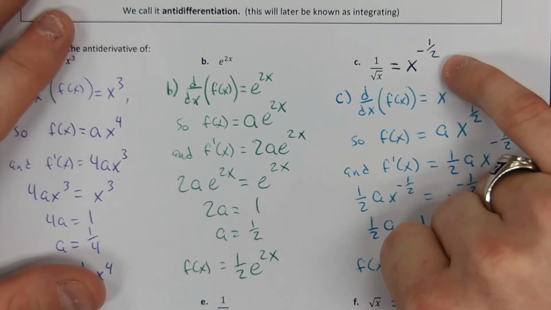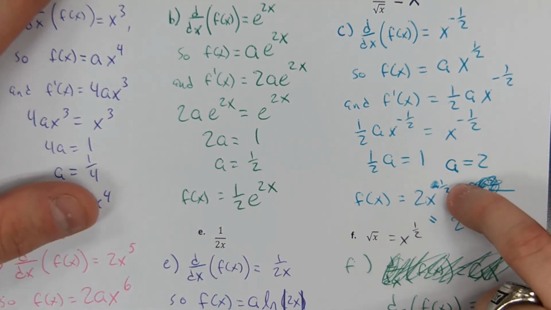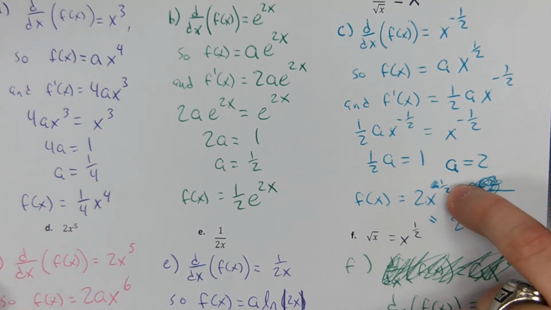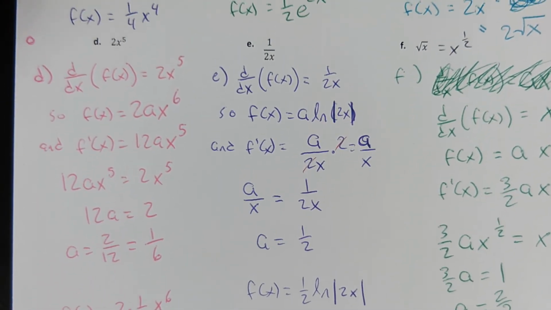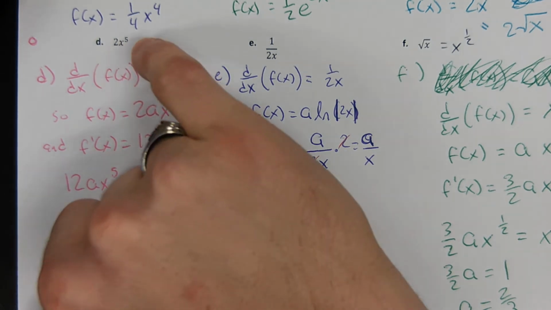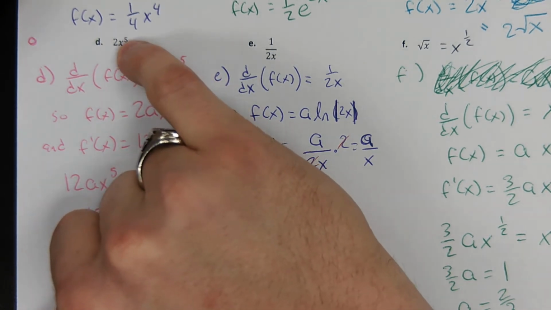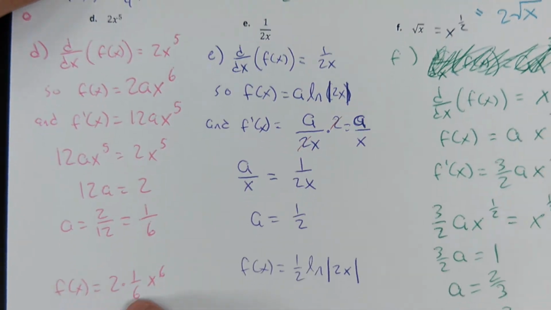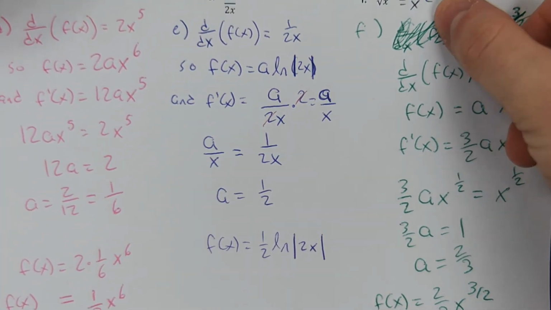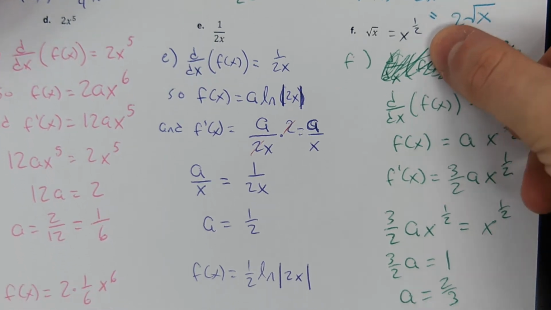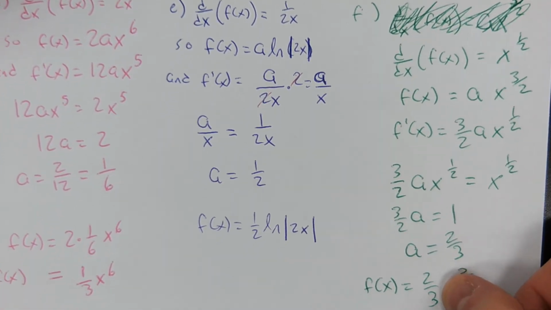Took this exponent of negative 1, bumped it up by 1, threw its reciprocal on the front. Reciprocal of 1/2 was 2, right there. Now this one already had a 2 on the front, so when we bumped this exponent up to a 6, we had to put a 1/6 in front of our 2, which reduced to 1/3. The same thing is happening here: took the 1/2, bumped it up by 1 to a 3/2, threw the reciprocal 2/3 in front.